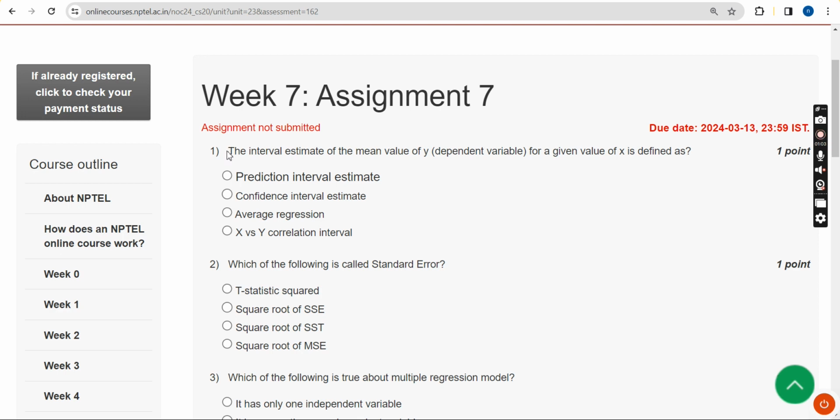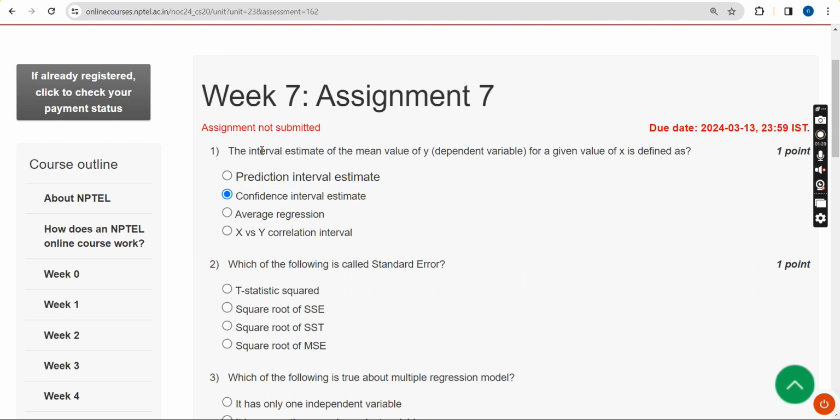So for the first question, the interval estimate of the mean value of y, that means the dependent variable, for a given value of x is defined as what? So for the first question, the answer is the second one, that is confidence interval estimate. So option B is the correct answer for the first question.